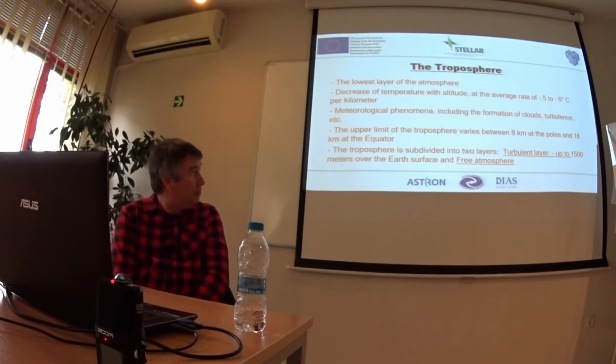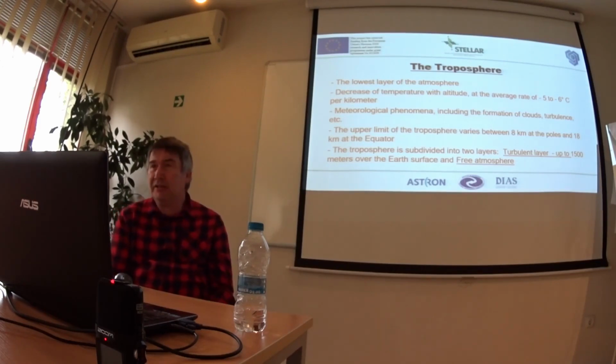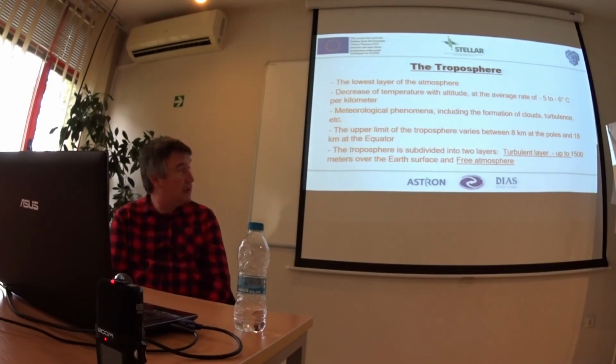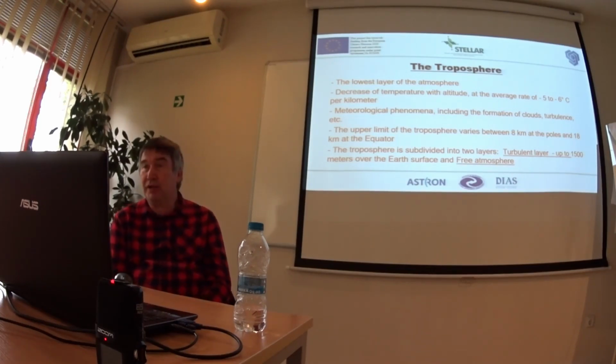The upper limit of the troposphere varies between 8 kilometers at the poles to 11 kilometers at the equator, and the troposphere could be divided into 2 layers. The lower layer is the turbulent layer. It is up to 1.5 kilometers from Earth's surface, and then the next layer is the free atmosphere. In this free atmosphere there is no turbulence.